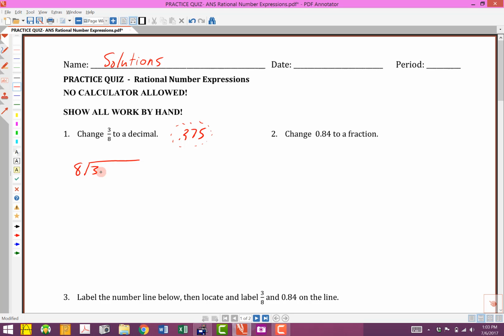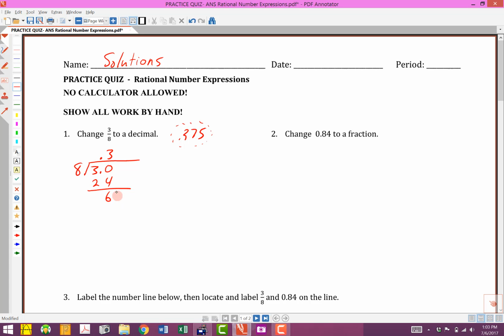We're going to change this to a decimal, so I'm going to put a decimal point right there and then move that straight up. The reason we do that is because 8 doesn't go into 3, so we put the decimal there and we add a 0, and then we think, does 8 go into 30? The answer is yes, it does. It goes in 3 times, so 3 times 8 would be 24. Let's do the subtraction, and we end up with a 6.